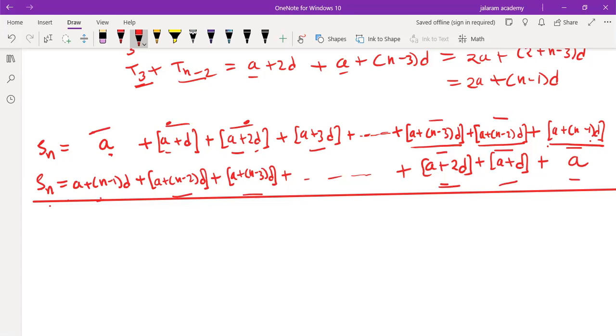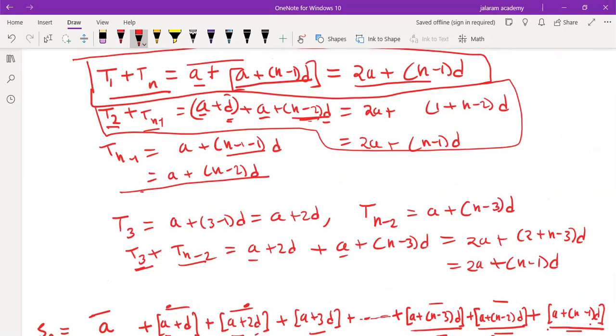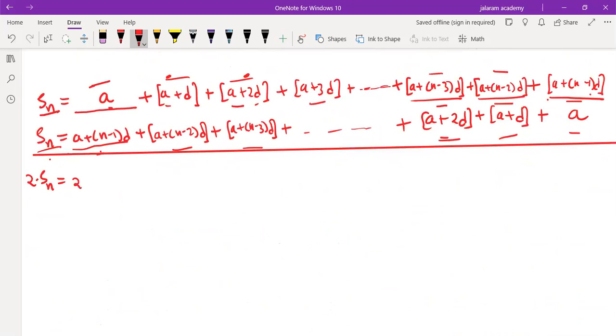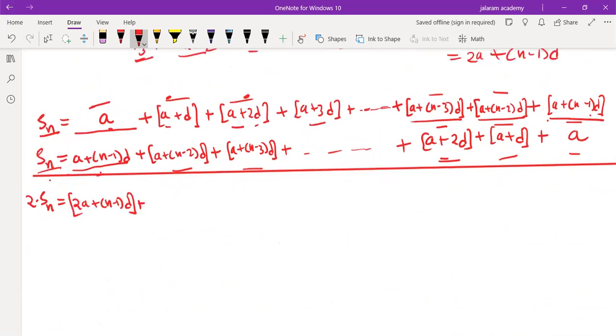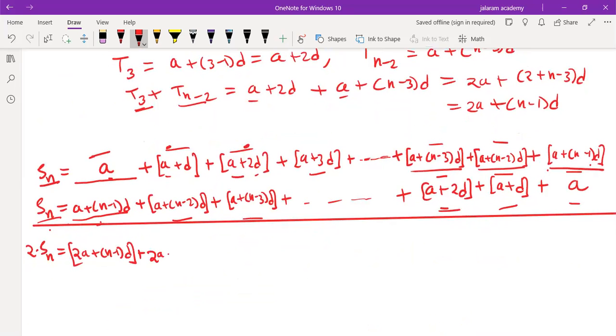Now we will add these two equations. So Sn plus Sn will be 2Sn. And we know the first term from the beginning and the first term from the end. We have already discussed that they have the sum 2a plus n minus 1 into d. Similarly, the second term from the beginning and the second term from the end have the sum again 2a plus n minus 1 into d. So we again write 2a plus n minus 1 into d.